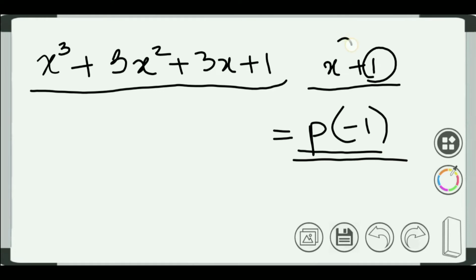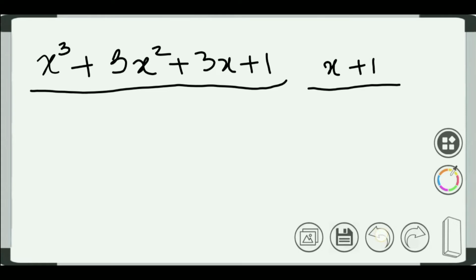Suppose this is x minus 1, if you are dividing it by x minus 1, then what will be the remainder? P of 1. Reverse. If it is minus, it will be plus. Here it is plus, so the remainder will be P of minus 1. So we will check it. What is the remainder using remainder theorem? We know the remainder will be P of minus 1.